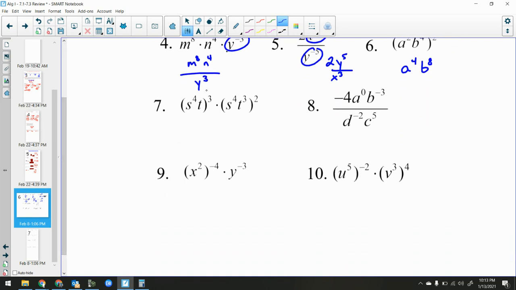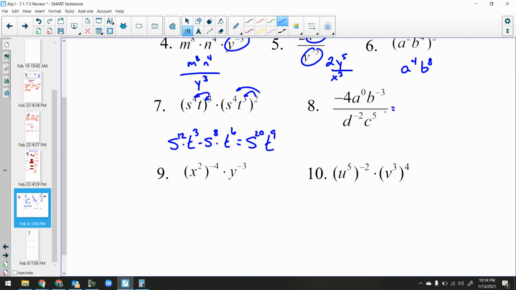Number 7 down here, distribute the power in again. s to the 4th to the 3rd gets us an s to the 12th. And then I've got t to the 3rd. And then same thing here. s to the 4th to the 2nd is s to the 8th. t to the 3rd to the 2nd is t to the 6th. So all in total, s to the 20th. Remember, this is where we add exponents. It's because I'm multiplying with my bases. s to the 20th, t to the 9th.